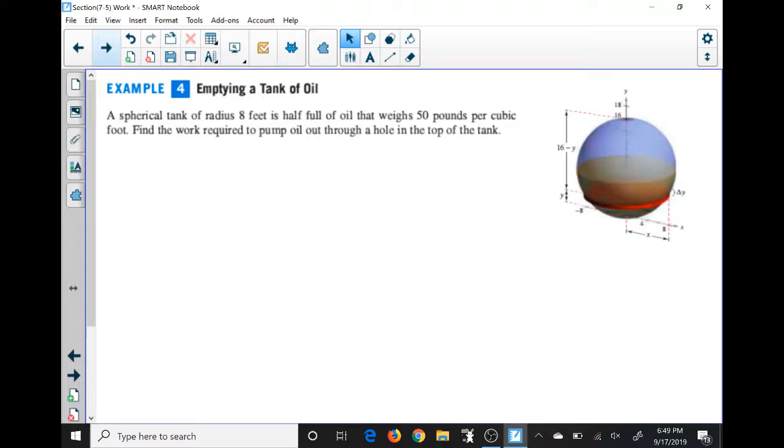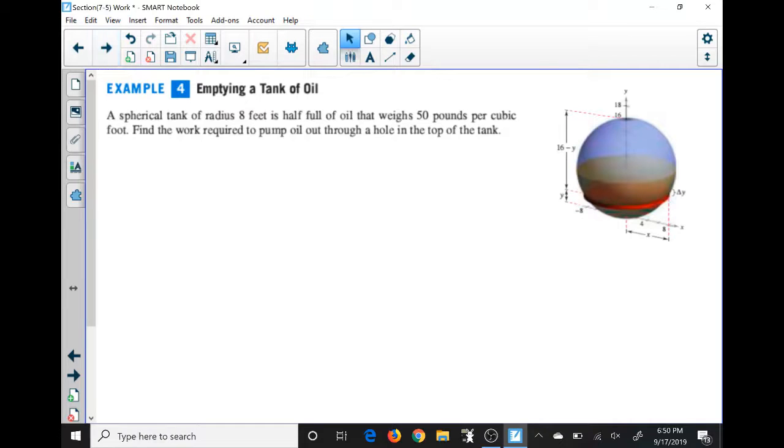So here's the big problem we want to work on here. This one doesn't have any standard equation, but we're going to derive the force function by reasoning with the problem. So it says that we have a spherical tank of radius 8 feet. It is half full of oil, and the oil weighs 50 pounds per cubic foot. Find the work required to pump the oil out through a hole in the top of the tank.